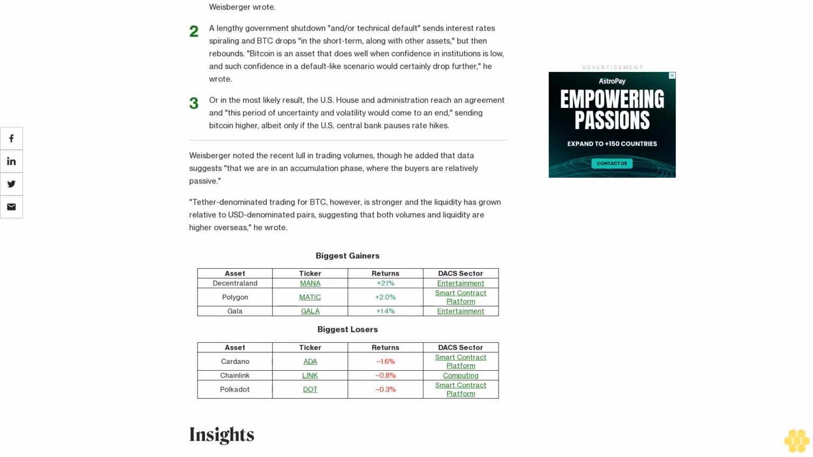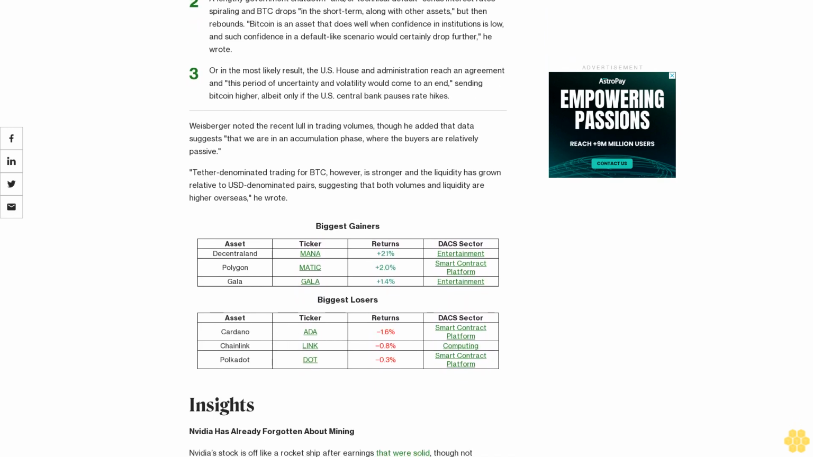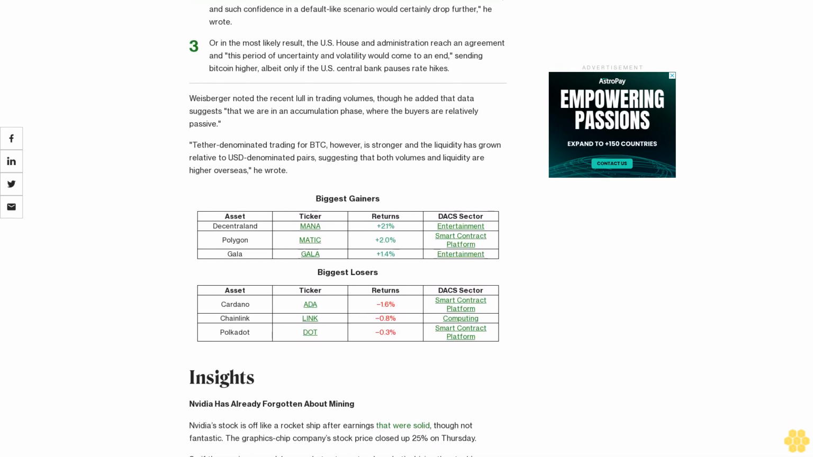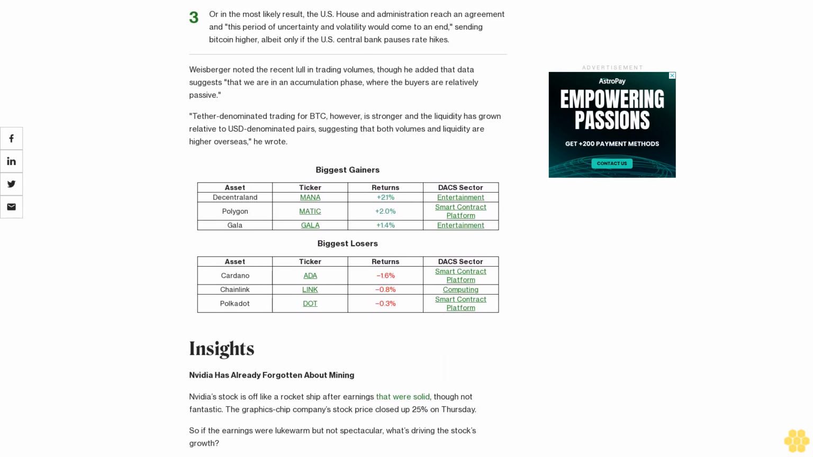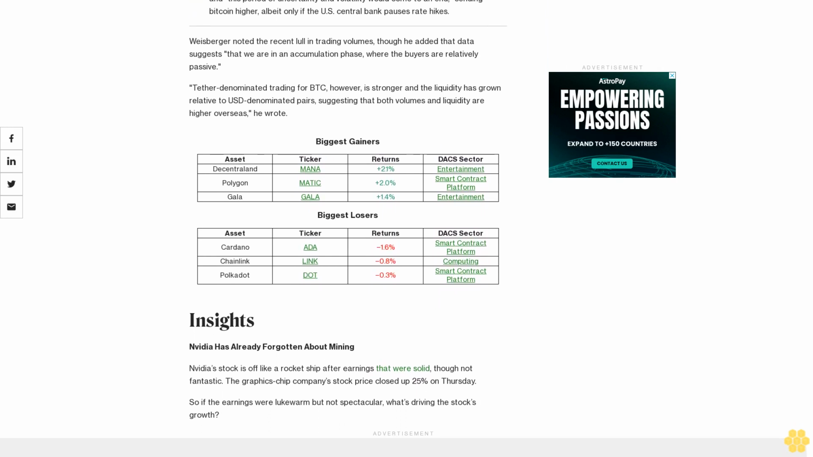Weisberger noted the recent lull in trading volumes, though he added that data suggests that we are in an accumulation phase where the buyers are relatively passive. Tether-denominated trading for BTC, however, is stronger and the liquidity has grown relative to USD-denominated pairs, suggesting that both volumes and liquidity are higher overseas, he wrote.